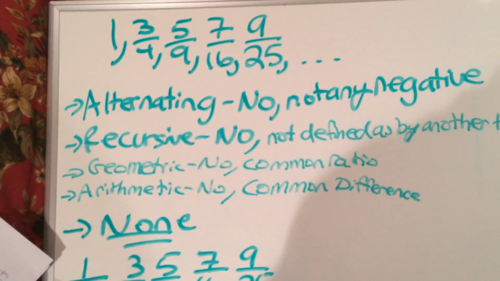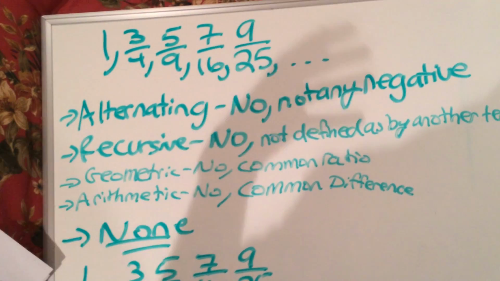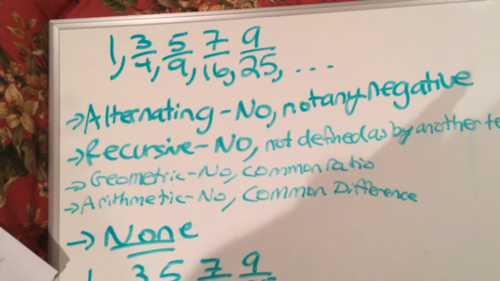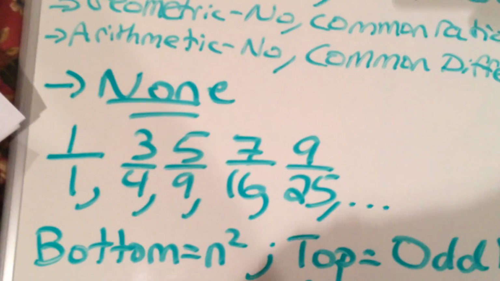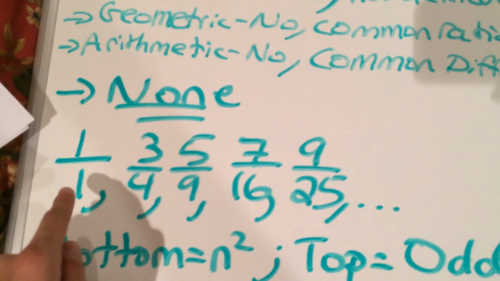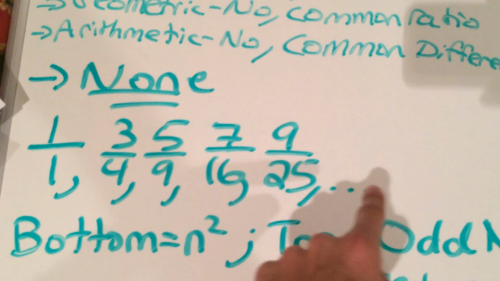So because it's none of the 4 types of sequences, we can't use any of those general formulas I gave you today that work for arithmetic and that work for geometric. Therefore, we need to do a little bit of investigative work. If you look at the bottom, again, I've just rewritten the sequence here, 1 over 1, 3 over 4, 5 over 9, 7 over 16, 9 over 25, and so on.